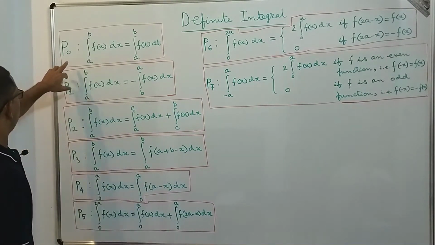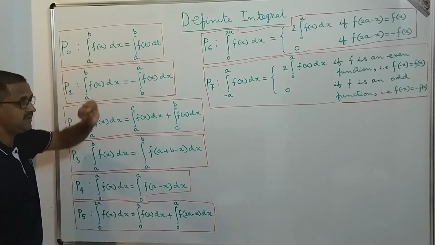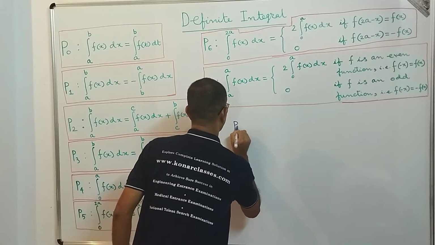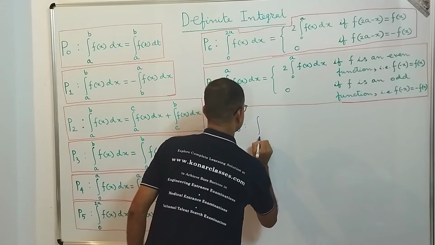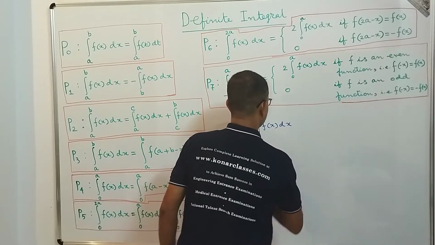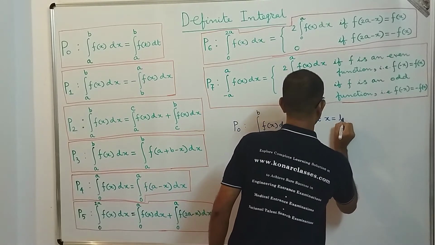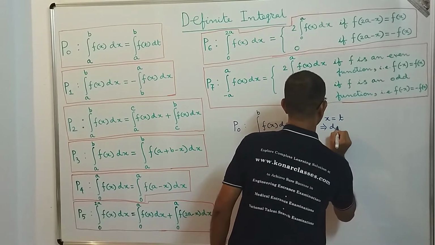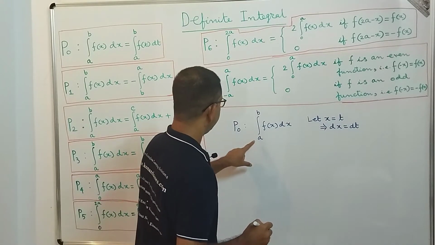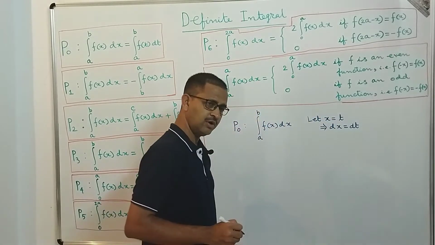The first one, what is that? Integration a to b f(x) dx is equal to integration a to b f(t) dt. So how are we going to get it? This is for P0. Okay, integration a to b f(x) dx. Let x equal t, then what do we get, dear students? dx is equal to dt, and the limits a and b of x will remain the same for t because x is equal to t.